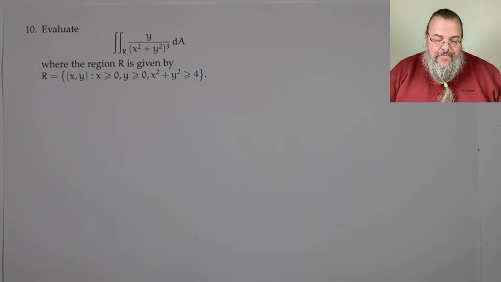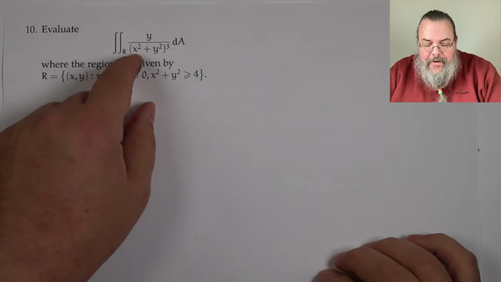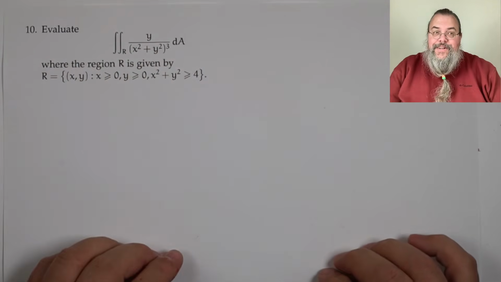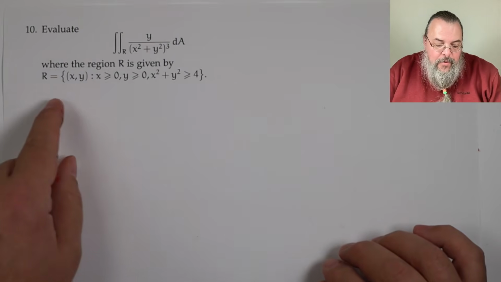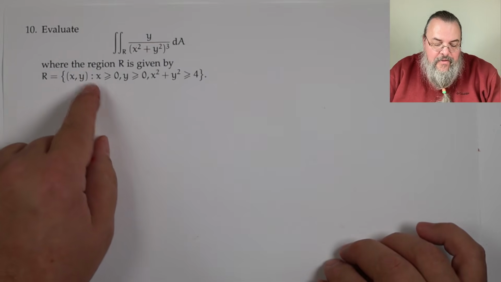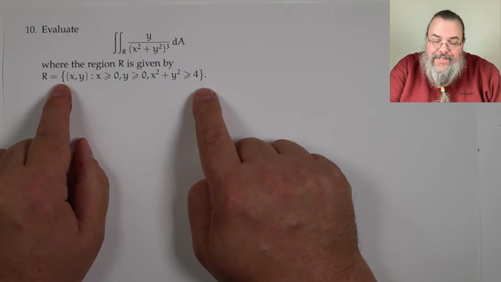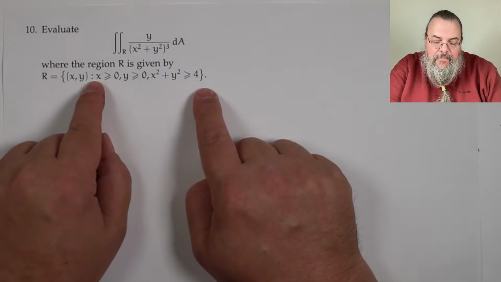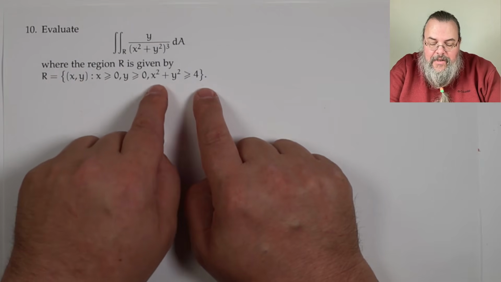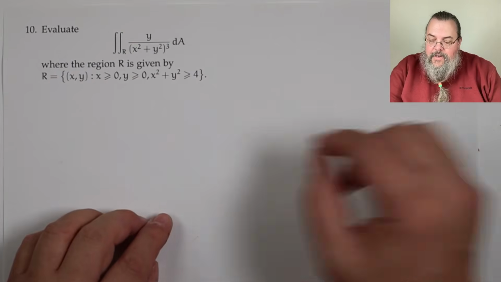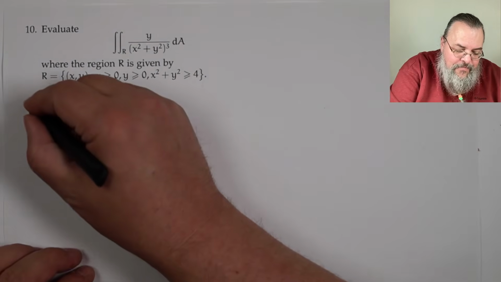Number 10. Evaluate this integral over a region, y over x squared plus y squared cubed dA, where the region is what? Well, it's a set of points such that, that's what this notation means. So if you see squiggly lines, collections of points such that, all right, x is greater than or equal to 0, y is greater than or equal to 0, and x squared plus y squared is greater than or equal to 4. Now you might say, wait, what? Hold on. Let me try to understand that.